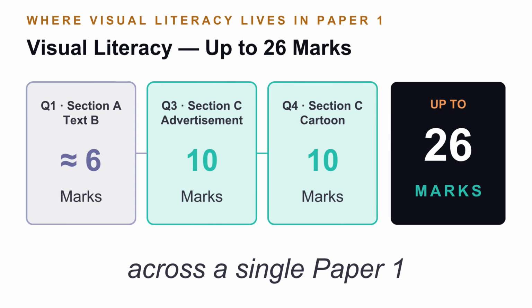Visual literacy questions live in Section C as Questions 3 and 4. Question 3 is the advertisement, 10 marks. Question 4 is the cartoon, 10 marks. But here is what most learners miss completely. A visual text also appears in Section A as Text B, and it carries approximately 6 marks of comprehension questions. Add it up, that is up to 26 marks in a single paper where your visual literacy skills are being tested. This is not a minor section, this is a major skill.